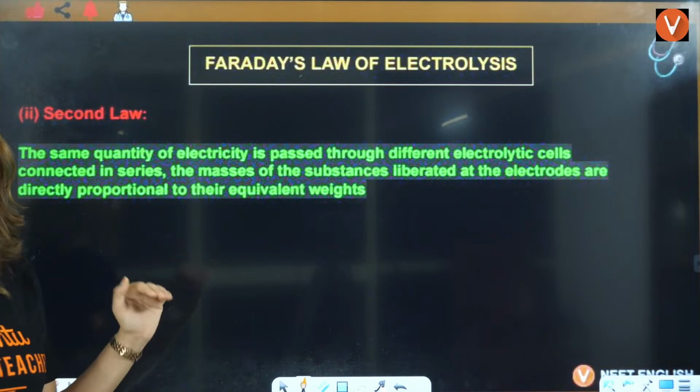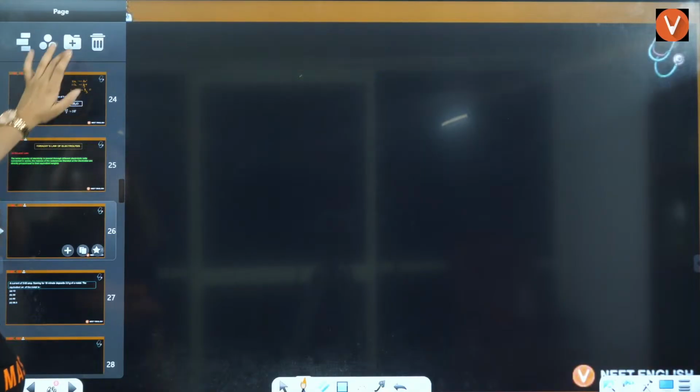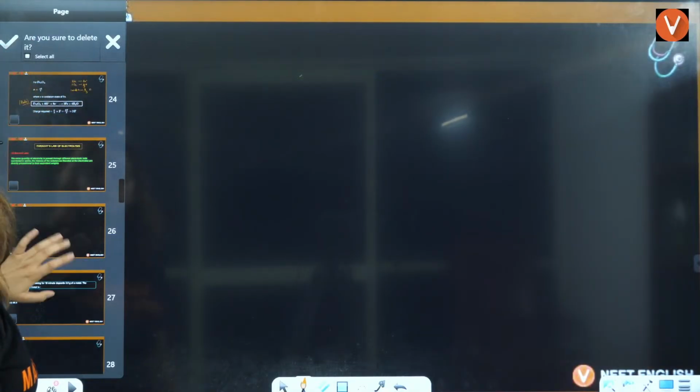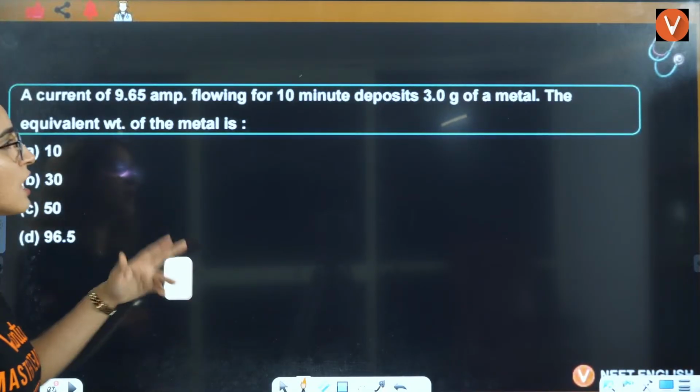Now let's do the second law. But before the second law, let's understand some more questions here. Right? Let's understand this question here. So this will do. Wait a minute. Let's just show you some questions.